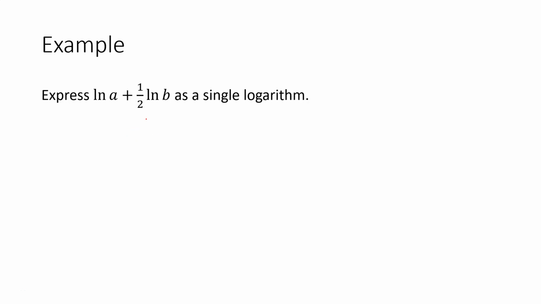In this example, we can practice our properties of logarithms to combine these expressions together to form a single logarithm. So here we have the natural log of a plus 1/2 times the natural log of b. One property we can remember is that when I have a factor multiplied in front of the logarithm, we can bring it inside the logarithm as a power. So we'll do that first. Write this as ln of b to the 1/2 power.